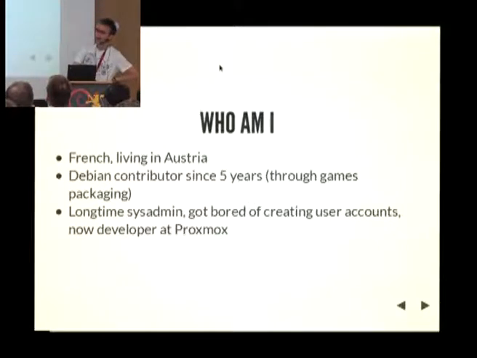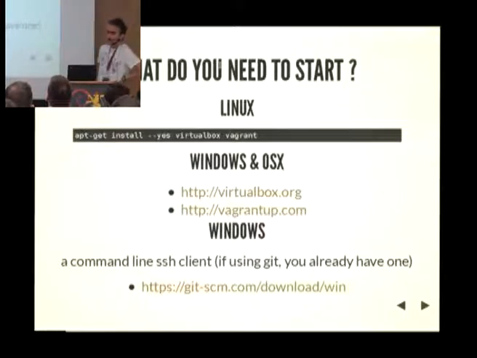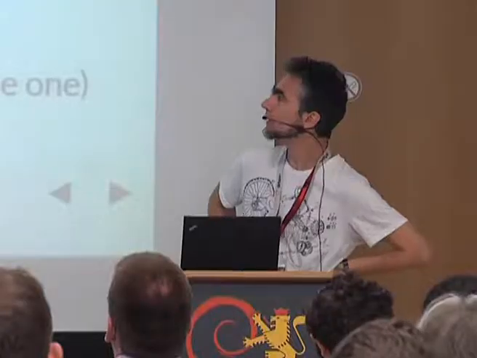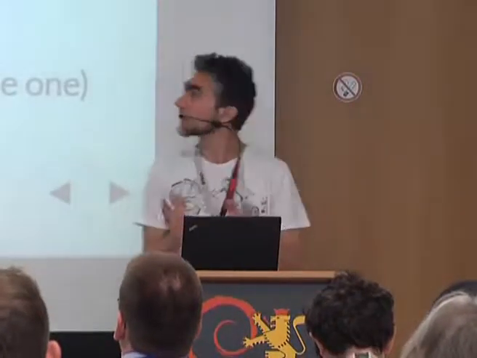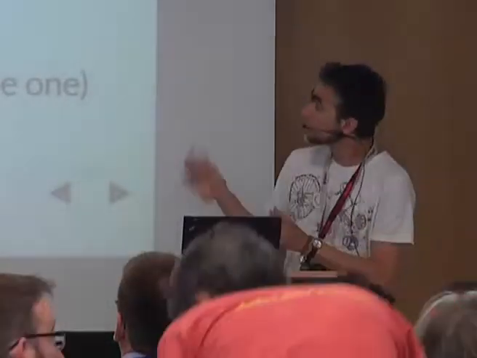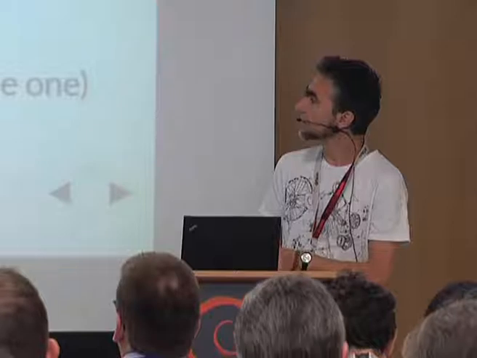So, Vagrant, what do you need to start? If you are on Linux, you just need to install VirtualBox and Vagrant from a package manager, because it's already packaged in Debian, and Vagrant is using VirtualBox in the background for its virtualization needs. On Windows and OS X, you have to go to the two URLs, click a lot of next, next, next, and then you're done. Plus, on Windows, it's interesting to have an SSH client.